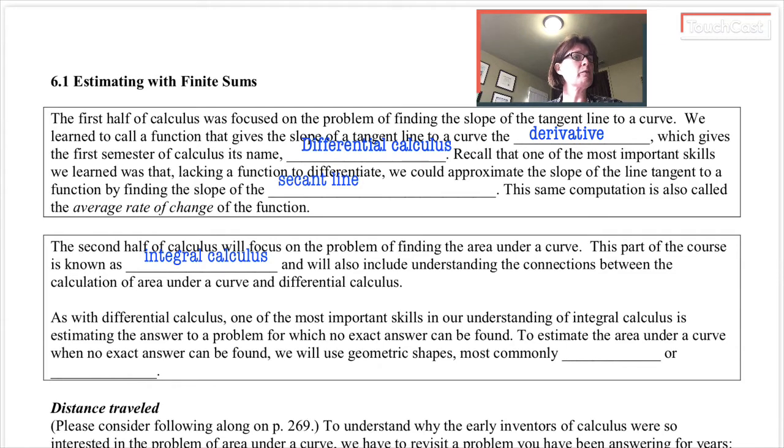So I'm going to read here. As with differential calculus, one of the most important skills for understanding integral calculus is to figure out how to estimate this area when no exact answer can be found. To estimate the area under a curve, we're going to use geometric shapes to break up the big area into smaller areas that we're going to add together. You learn that in geometry. If you have one big area and you're not sure how to find that area using formulas, you can chop it up into smaller pieces. So we're going to start today by chopping up into rectangles and later trapezoids.